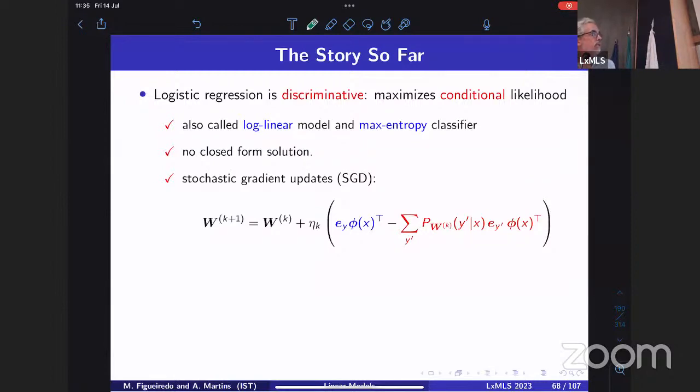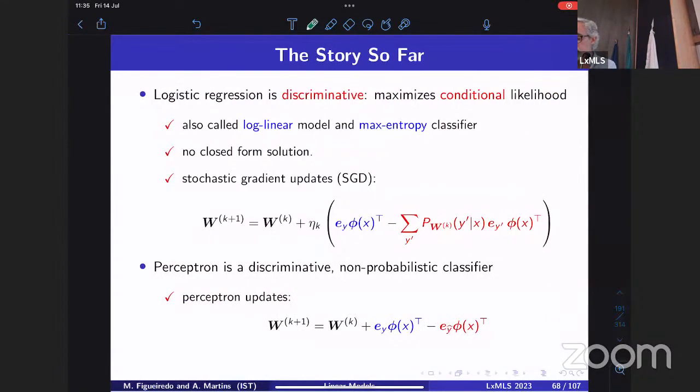It can be solved by going down the gradient using stochastic gradient descent or batch gradient descent. Remember how the perceptron updates look? They look like this. In the perceptron update, every time I make a mistake, I update the weights by correcting with that difference. This term here is the score for the correct class, and this one is the score for the predicted class. If they are the same, there's no correction. If they are different, I correct in that direction. Now compare this with the expression above. Forgetting about the step size, it looks exactly the same.